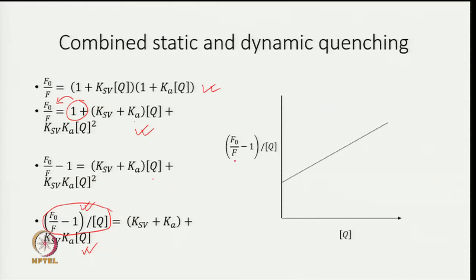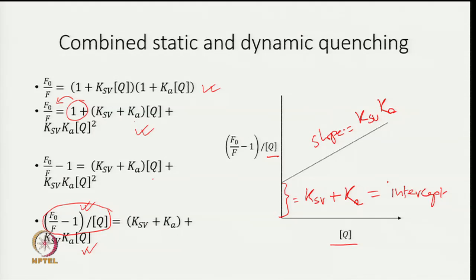F naught by F minus 1 divided by Q versus Q plot is going to be a straight line with intercept equal to K S V plus K A and slope equal to K S V into K A. This is equal to intercept and this is equal to slope. So, you have two unknowns, K S V and K A, and you have two equations, and so you can get the value of K S V and K A.